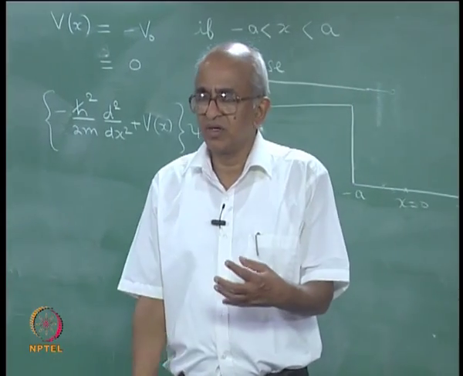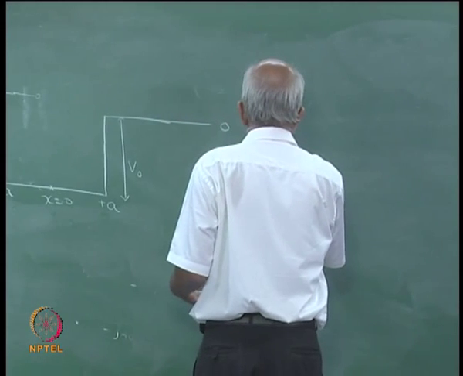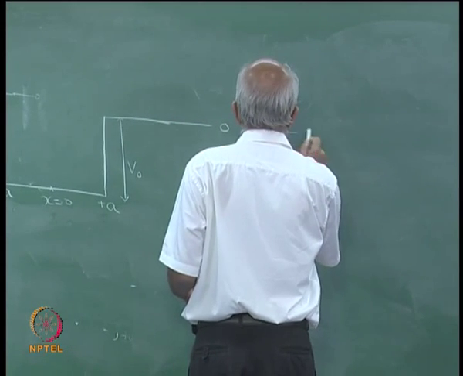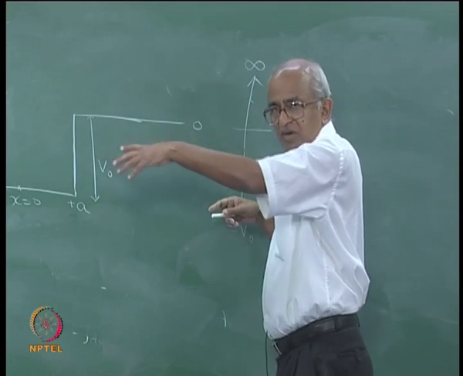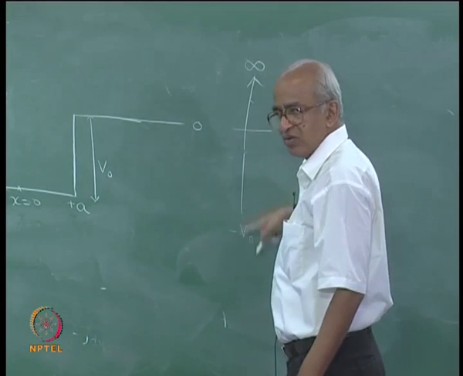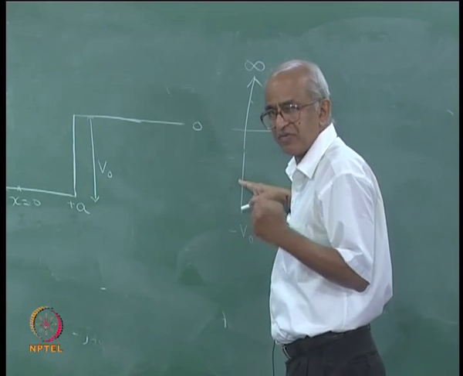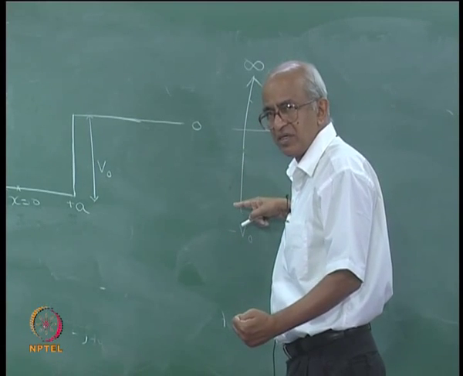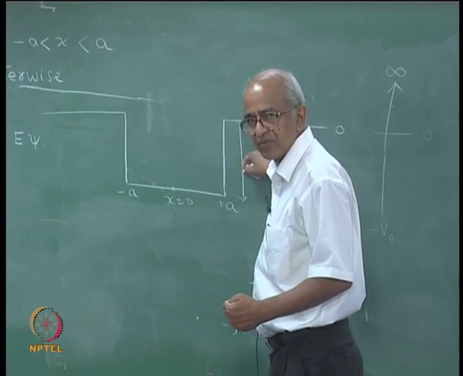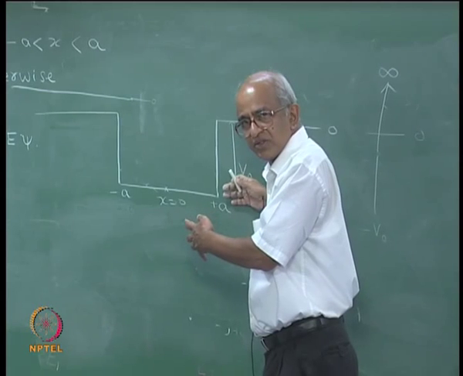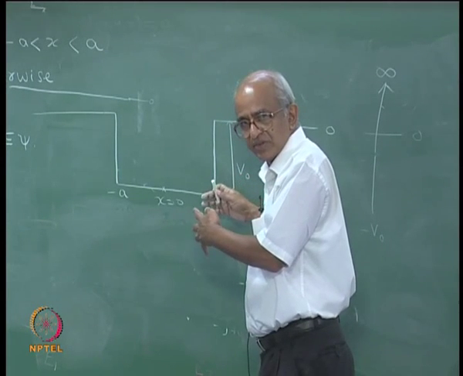And classically what will happen is that if the total energy of the particle is greater than 0, the particle will go away. While if the total energy is less than 0, which means the total energy is negative, then the particle will actually go back and forth. So, it is bound within the box. Right, such a particle is going to be bound within the box.